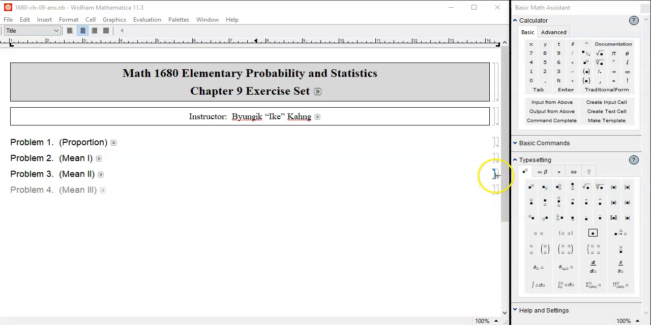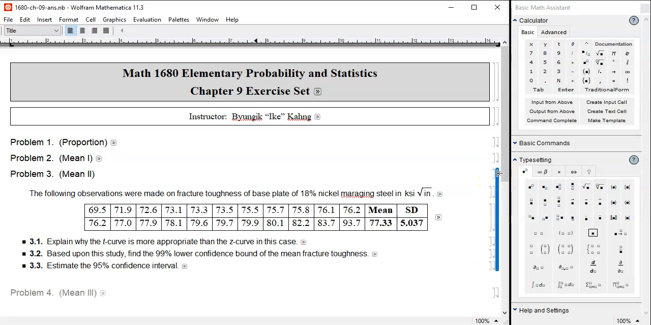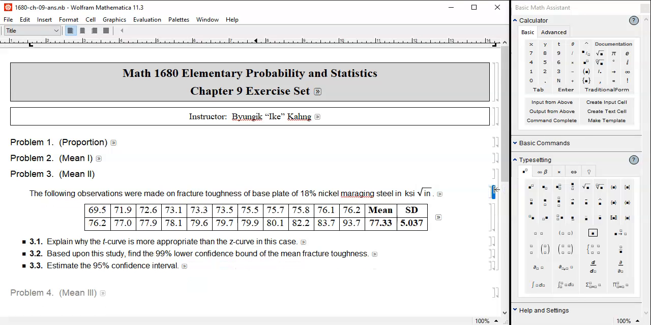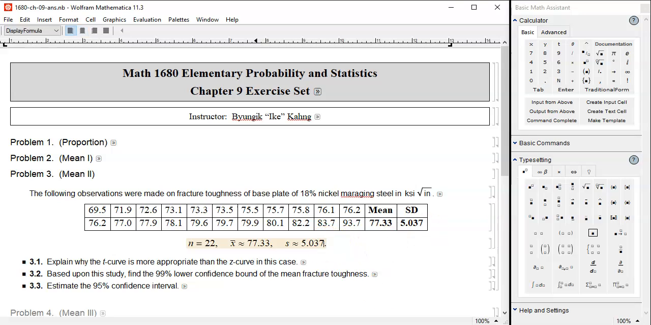Chapter 9 Exercise Set, Problem 3. The following observations are made on fracture toughness of base plate of 18% nickel maraging steel in ksi square root of inches. By the way, this data set came from Fracture Testing Weldment ASTM Special Publication number 381, 1965, which means these numbers are not made-up numbers for classroom use. Rather, they are part of a real-world, real-life application problem. In this case, it is for the material science or metallurgy.